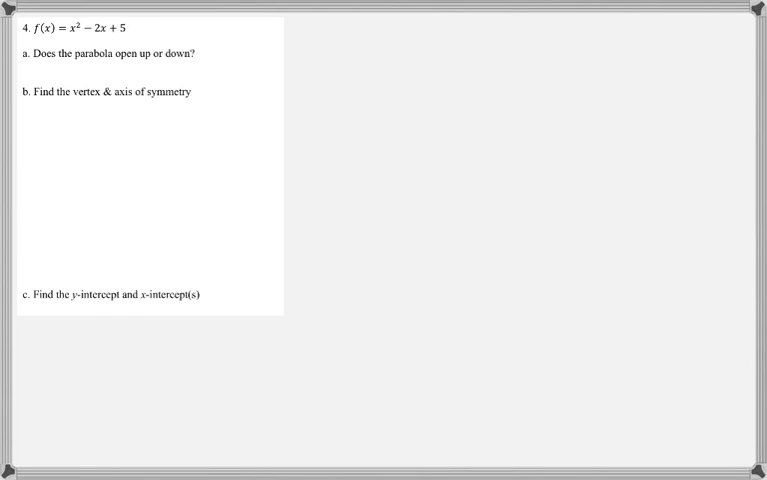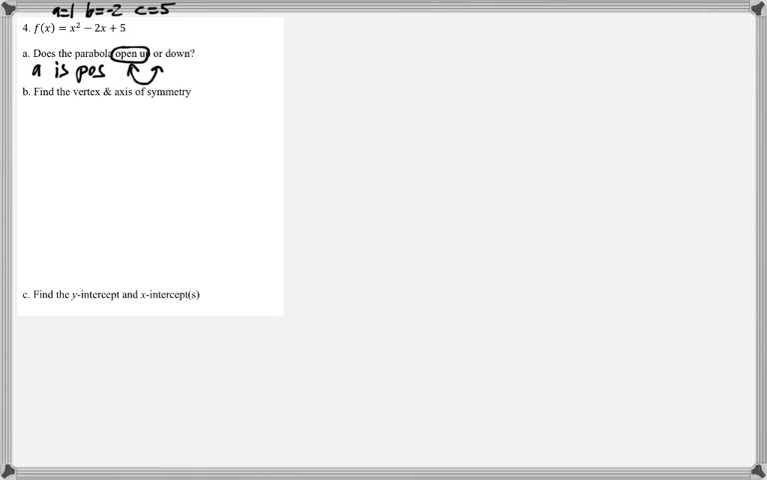On number 4, we're trying to analyze this quadratic. So my A is 1, my B is -2, and my C is 5. Does the parabola open up or down? Well, because A is positive, it's going to look like that. So it's going to open up.